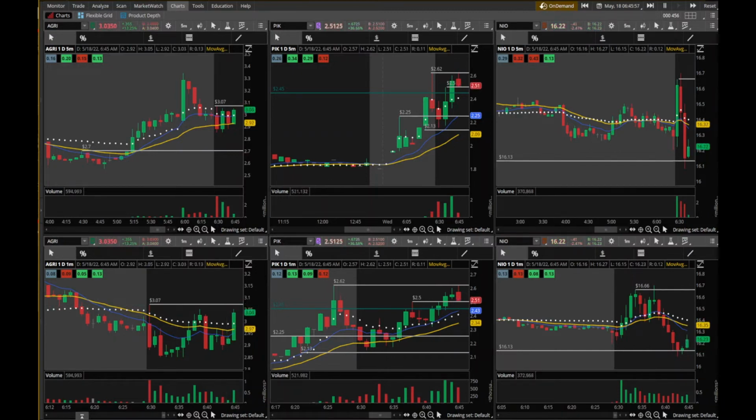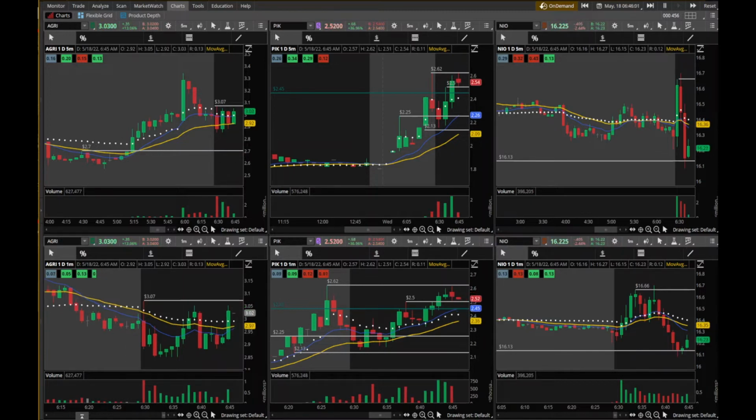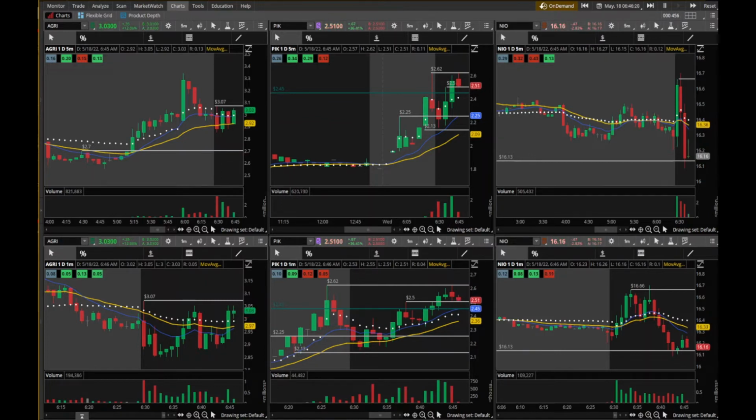AGRI. Got a 1-minute candle closing. Back test the EMA. Let's go. Back test. Well, I wanted to see it back test first. $3 VWAP, EMA.